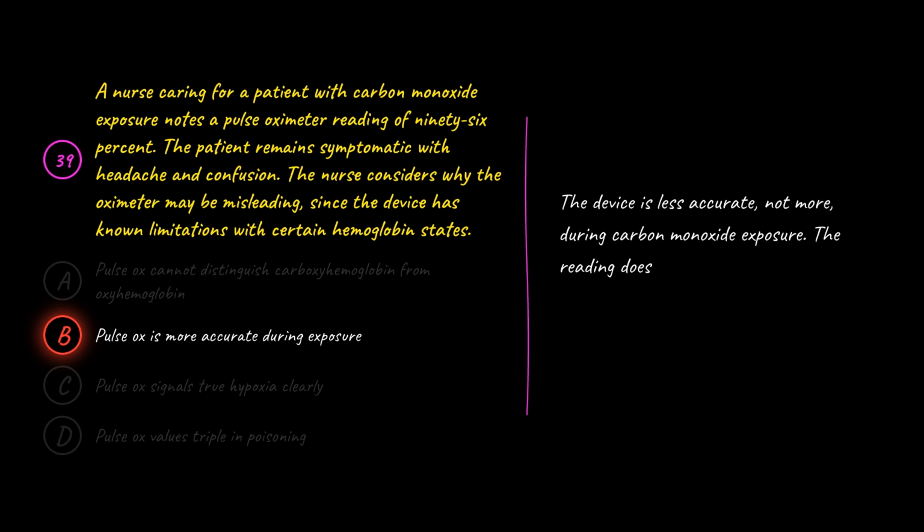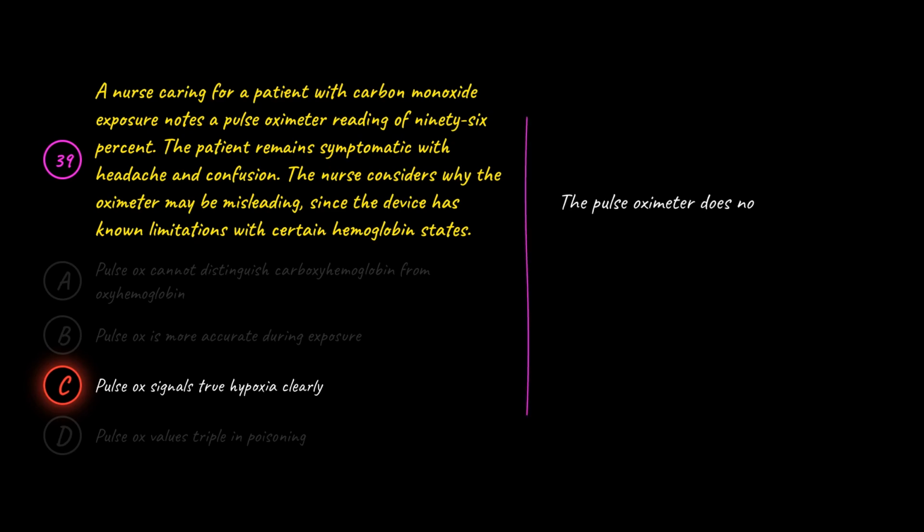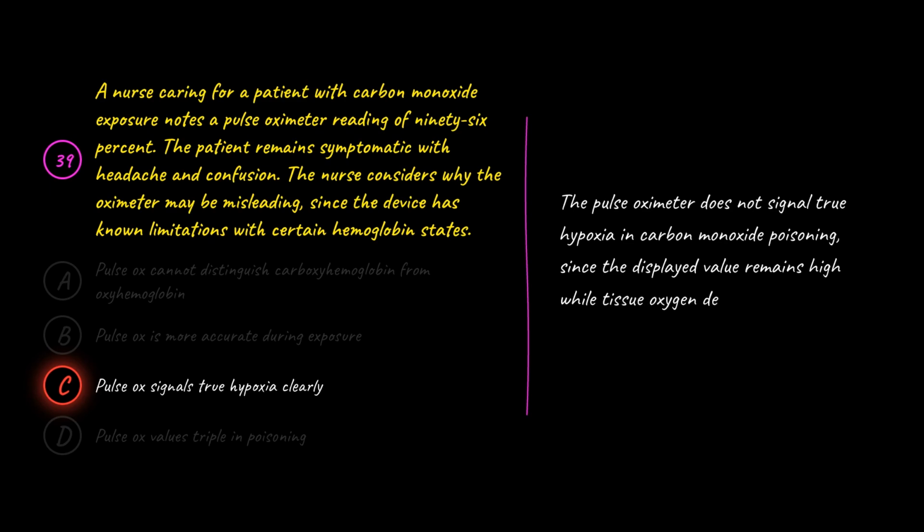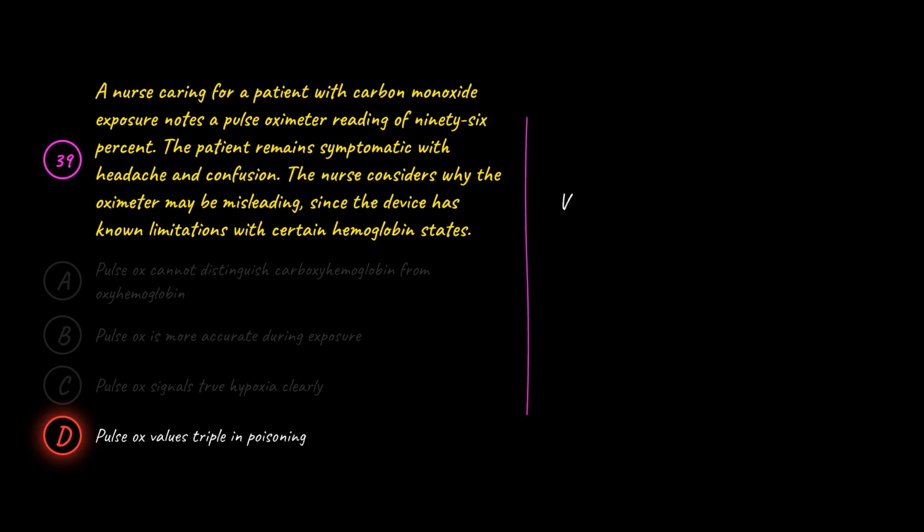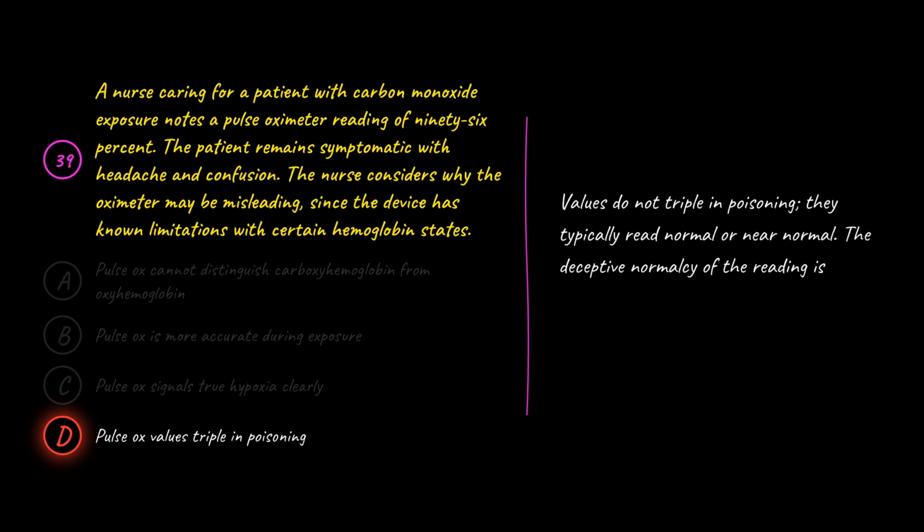The reading does not reflect tissue oxygenation because the bound carbon monoxide blocks the binding sites without changing the device's measurement signal. C is wrong because the pulse oximeter does not signal true hypoxia in carbon monoxide poisoning, since the displayed value remains high while tissue oxygen delivery is impaired. The clinical picture matters more than the number here. D is wrong because values do not triple in poisoning. They typically read normal or near normal. The deceptive normalcy of the reading is precisely what makes the device unreliable in this clinical scenario.